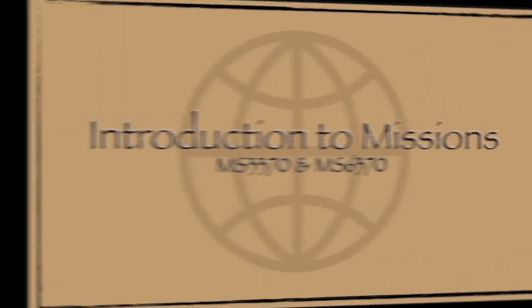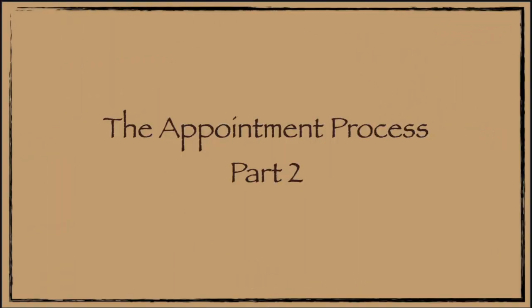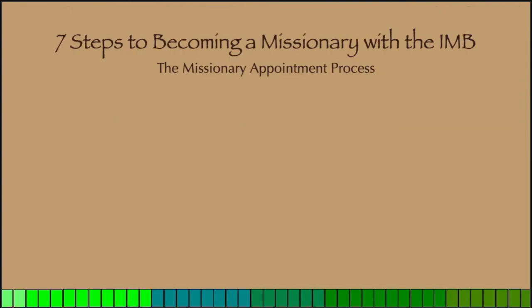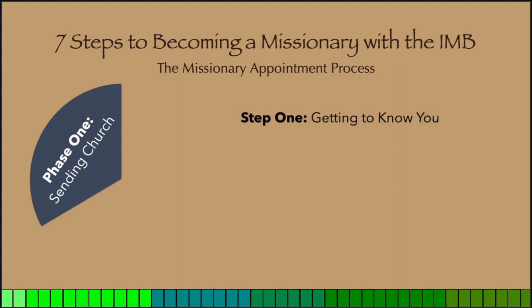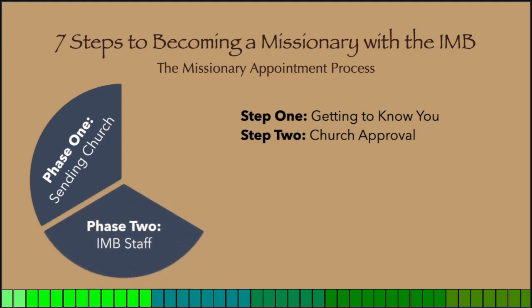Well, let's get started. An introduction to missions. This week we are talking about the appointment process, and we talked about the first two steps yesterday. Today we're going to get into more of the heart, where the most detail is dealt with in regard to this process. We said that there are three phases. Phase one is where they get to know you, and in step two, the church approves you to move forward in this process. Today we're going to look at phase two, where IMB staff gets involved, and we're going to look at a comprehensive assessment.